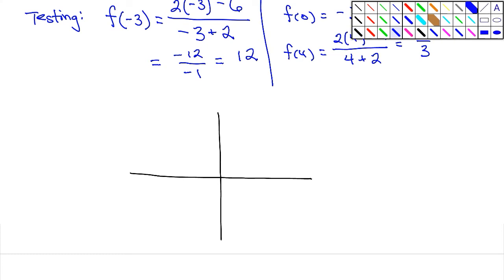And here's what we know. Number 1, we know that there is an X-intercept at 3. And we know there's a Y-intercept at negative 3. We know that there is a vertical asymptote at x equals -2. We draw in our vertical asymptotes using dashed lines. We know that there is a horizontal asymptote at y equals 2.